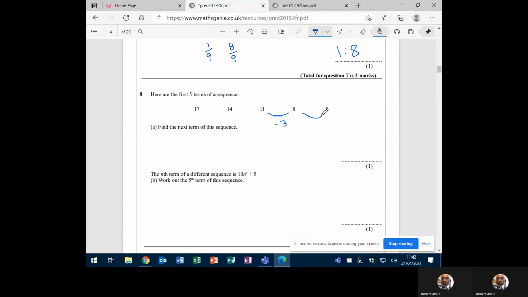Hopefully you can see here that this sequence is descending by 3 each time. So your next term will be a 2.